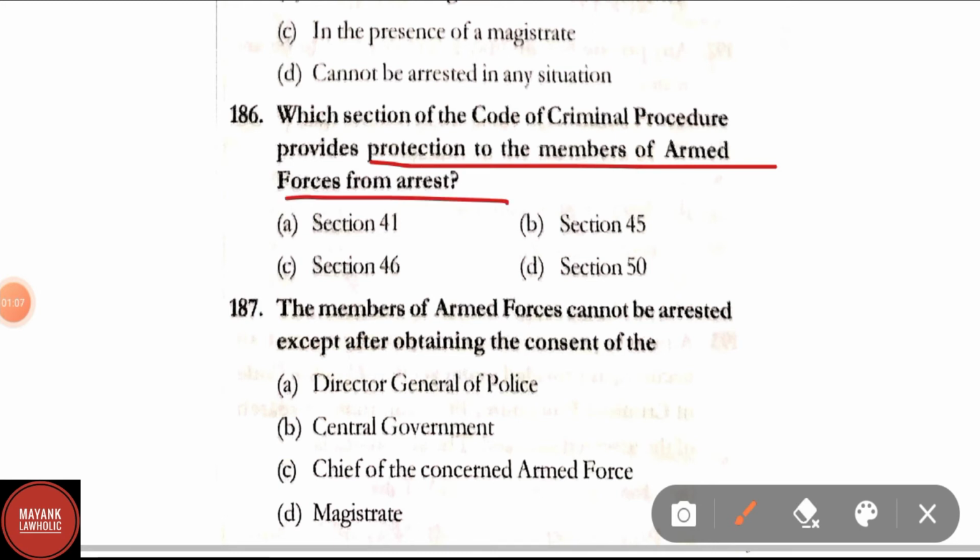Option A, section 41. Option B, section 45. Option C, section 46, and option D, section 50. Here correct answer is option B, that is section 45.